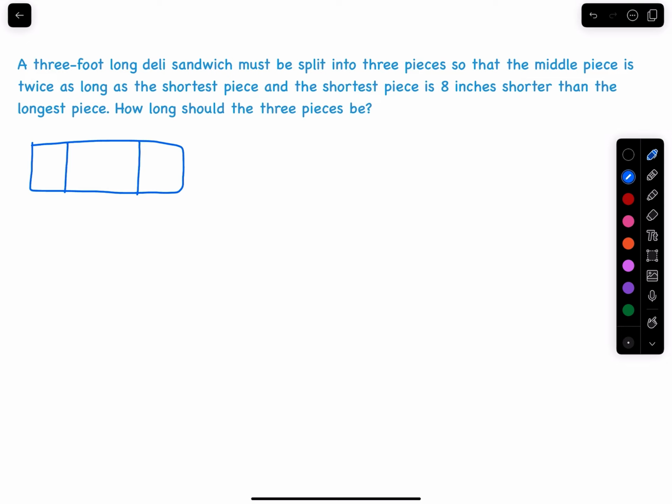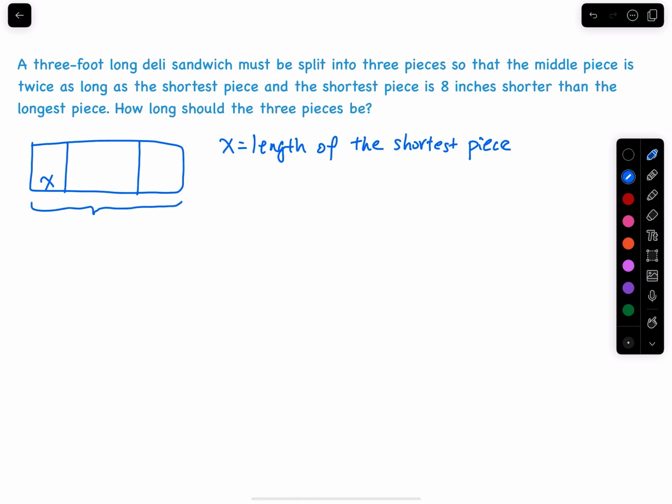All right. What is the harder step? The harder step is you have to define a variable. I am going to let x be the shortest piece. So x is the length of the shortest piece. And then how long is this? This is 3-foot long. So x plus this plus that must equal 3 feet.